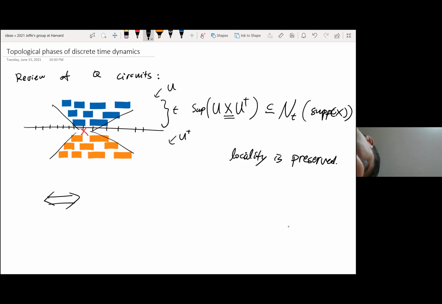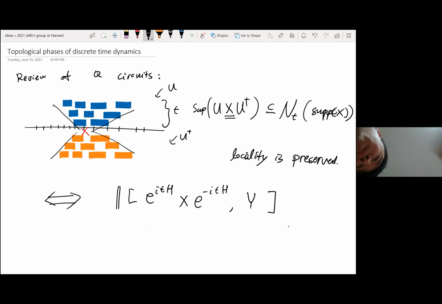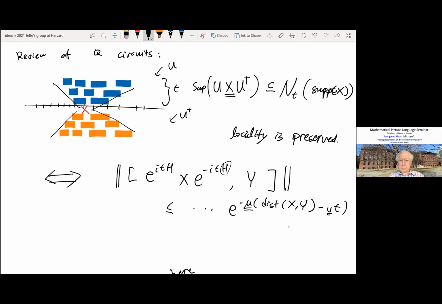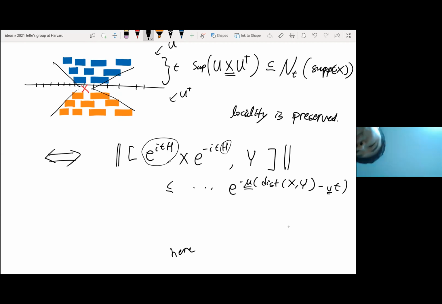And this is quantitatively equivalent, up to some small factors that are not important conceptually, to the well-known Lieb-Robinson bounds. If you evolve an operator X in the Heisenberg picture by a Hamiltonian H for some small time t, and if you take the commutator with an arbitrary operator Y, then the operator norm of that commutator is some factor that depends on X and Y only, times an exponentially small suppression determined by distance and evolution time, where this mu and v are properties of the Hamiltonian only. So in many regards, the quantum circuit captures the property of this continuous time evolution.